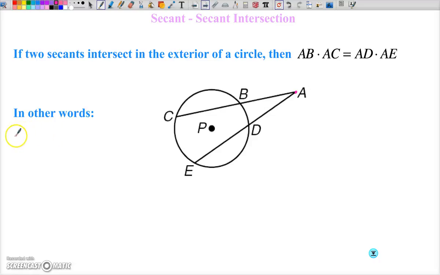The other words that I like to use are exterior times the whole equals exterior times the whole. So it's exterior times the whole thing equals exterior times the whole thing. Sometimes that helps with just the words instead of seeing AB and AC and all these letters. It may not necessarily make any sense.